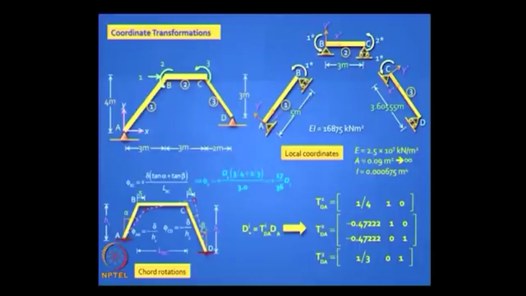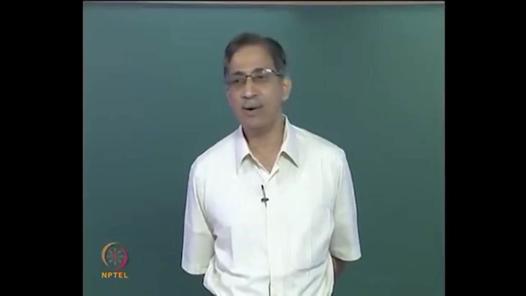Sorry, it's 17 by 36, it turns out to be 0.4722. It is an anti-clockwise chord rotation, so you get clockwise equivalent end rotations, so it turns out to be minus. This is the only difficult part, that first column in your TD matrix has to be very, very carefully written because it is totally dependent on your correct assessment of the chord rotations, both magnitude and direction.